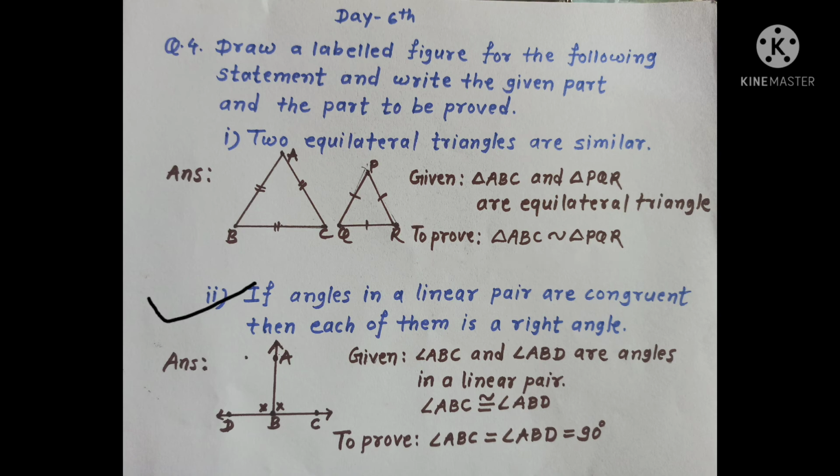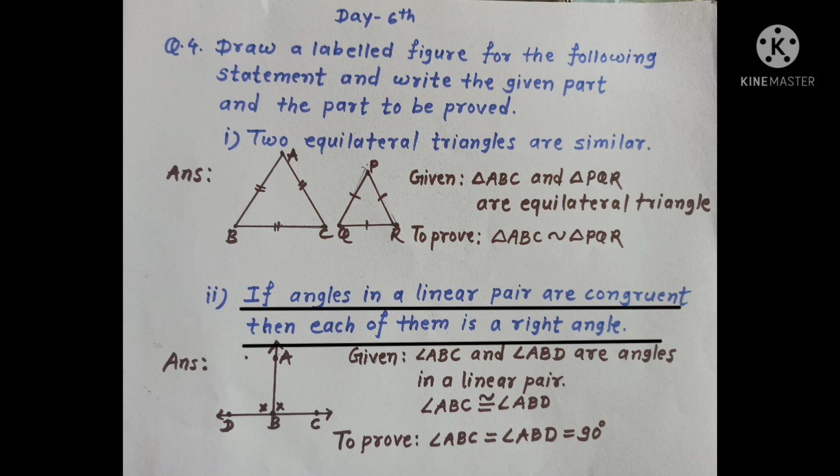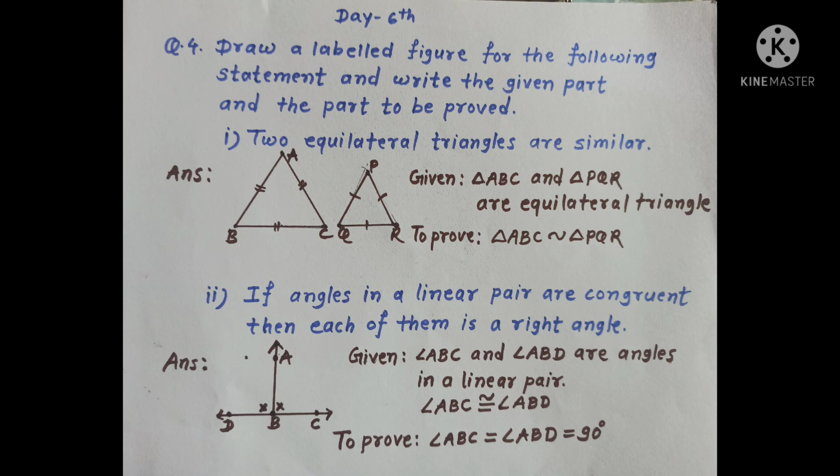Now read the second statement. If angles in a linear pair are congruent, then each of them is a right angle. According to the statement, I have drawn a labeled figure. In the antecedent part, it is given that the angles are in a linear pair and they are congruent. Therefore, from the figure, the given part is: angle ABC and angle ABD are angles in a linear pair and angle ABC is congruent to angle ABD. This is the given part.